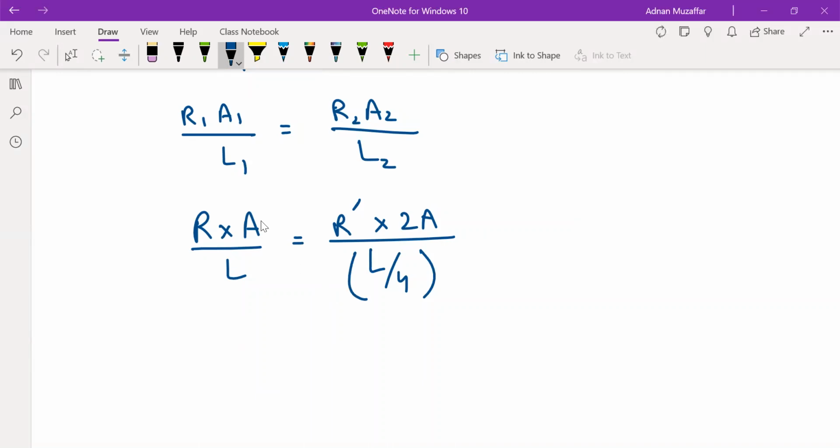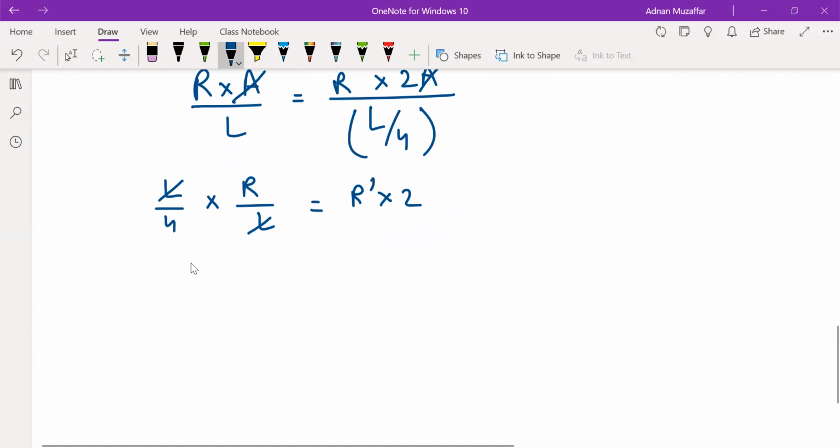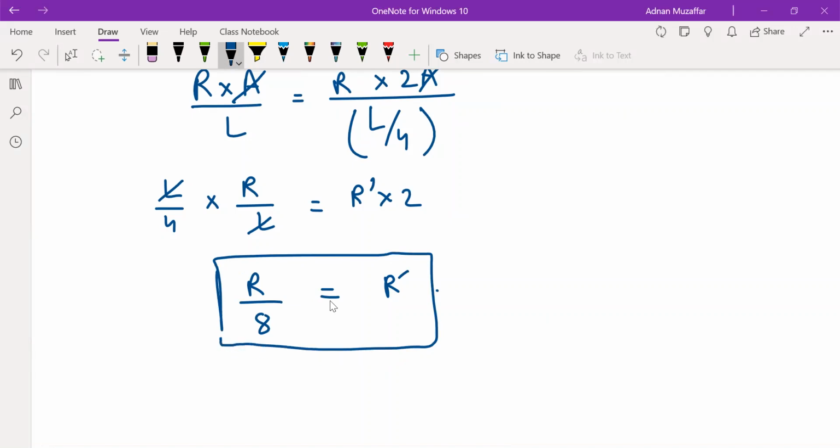Is it clear? So you can see that area can be cancelled from both sides. So this L by 4, when I take it on this side, L by 4 multiplied by R by L equals R prime into 2. So this length can be cancelled by this length. The 2 will be divided on the other side. So can I write it? R by 8 equals R prime. So it means the new resistance is basically R by 8.